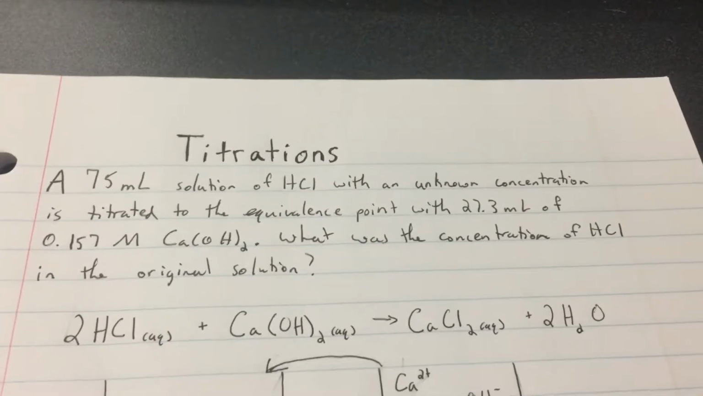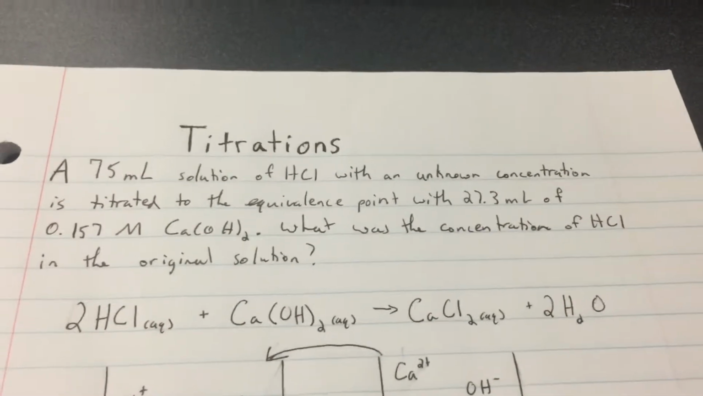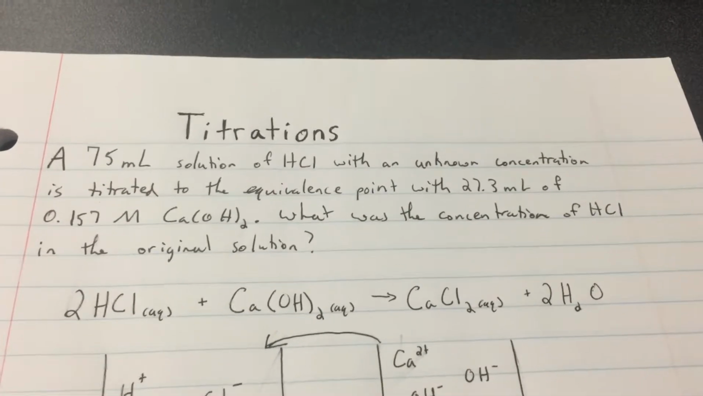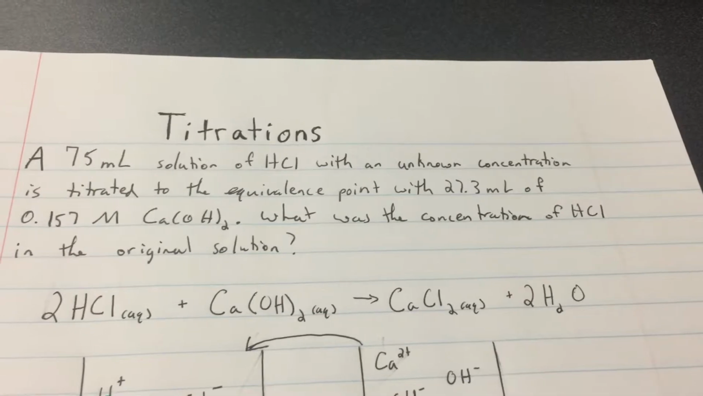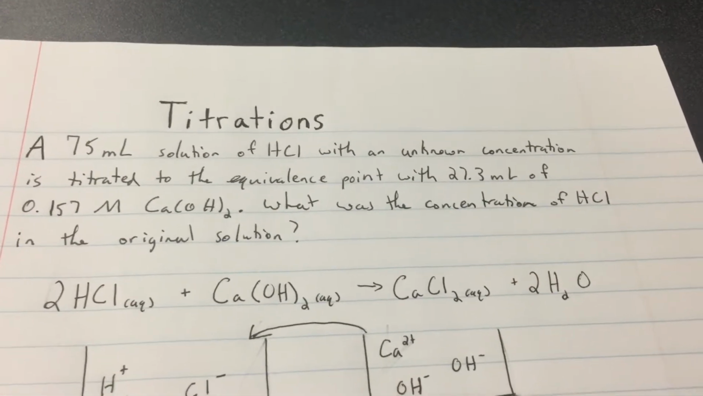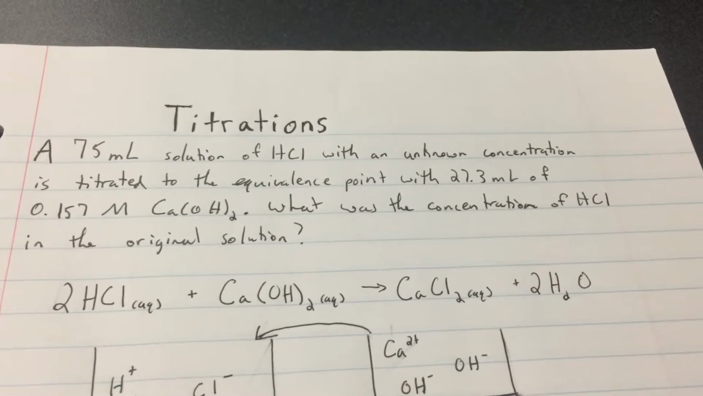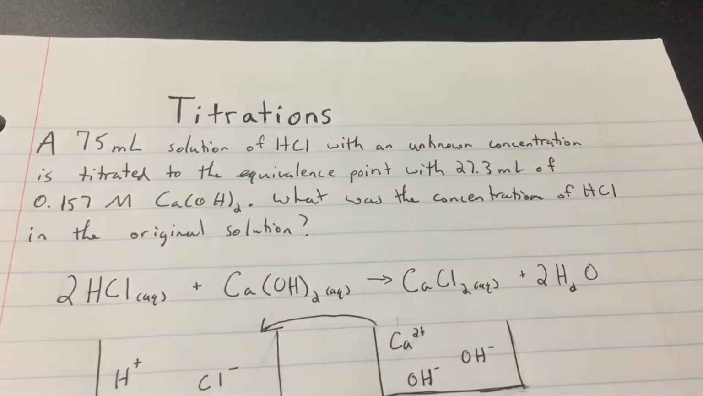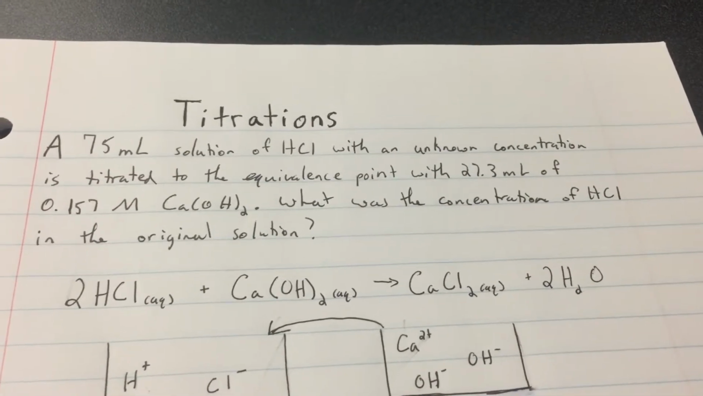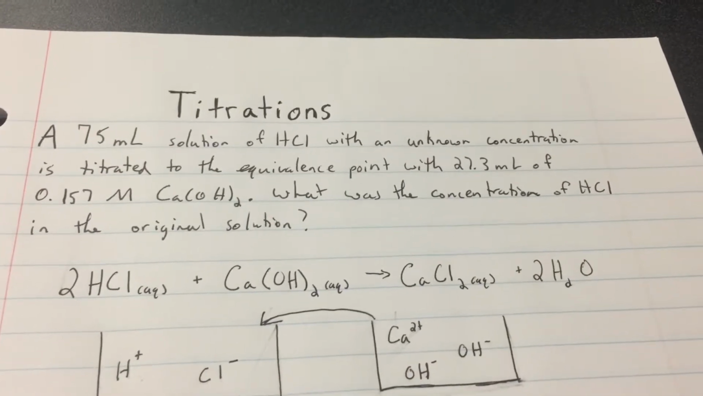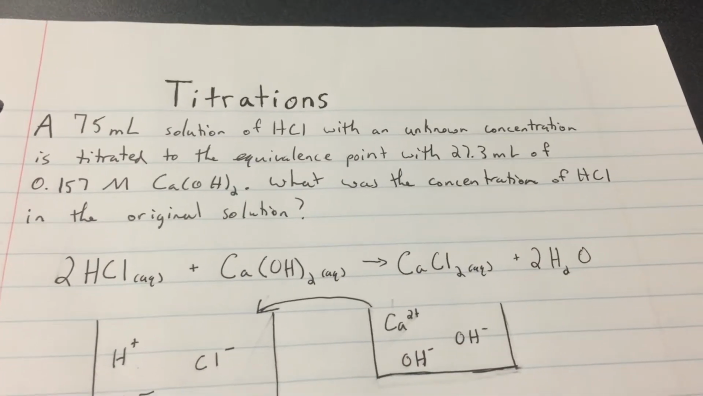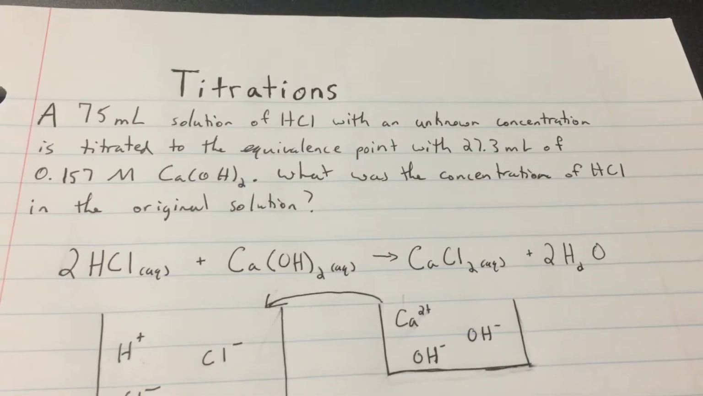Today we are looking at a titration problem. The problem states a 75 milliliter solution of hydrogen chloride with an unknown concentration is titrated to the equivalence point with 27.3 milliliters of 0.157 concentration of calcium hydroxide. What was the concentration of hydrogen chloride in the original solution?